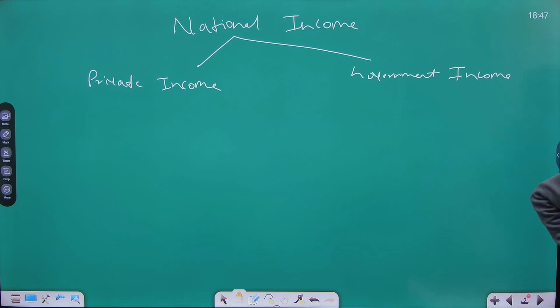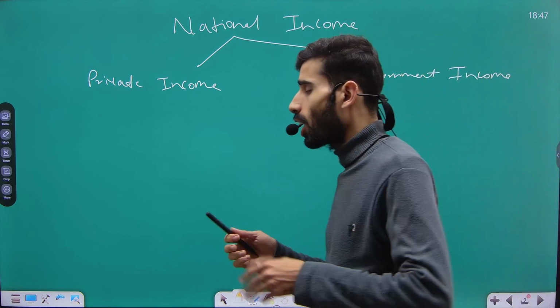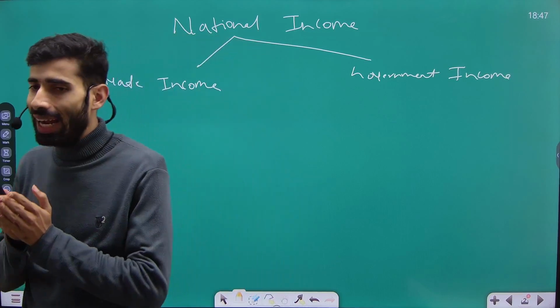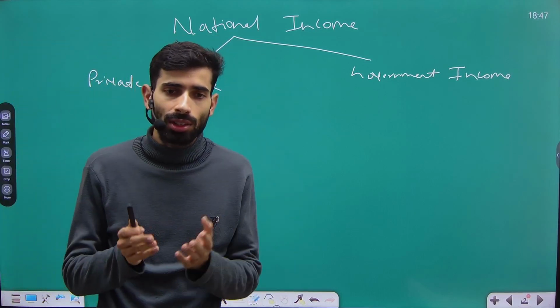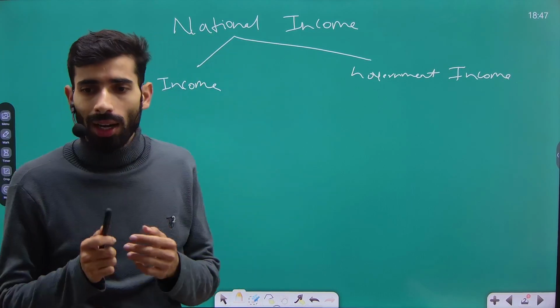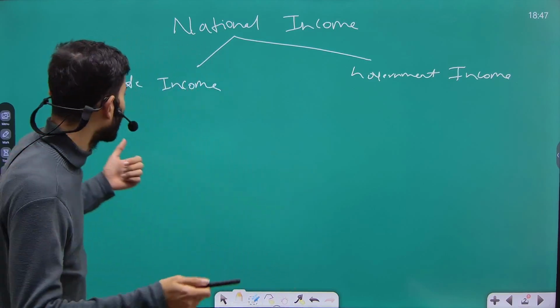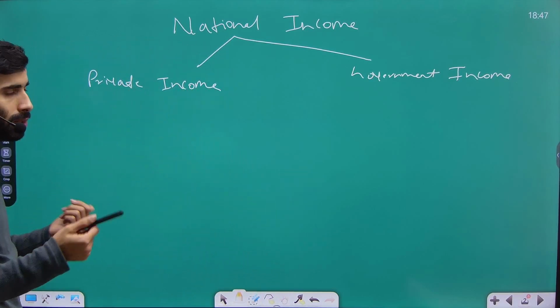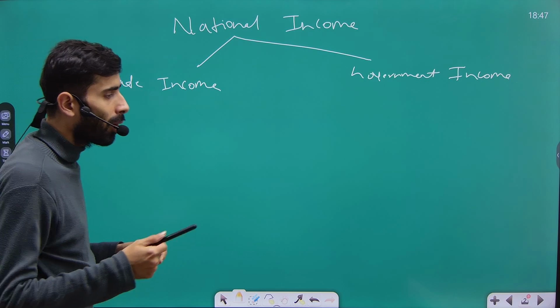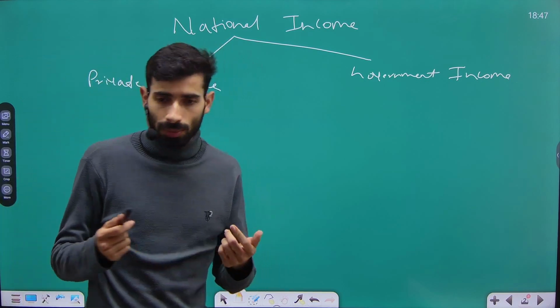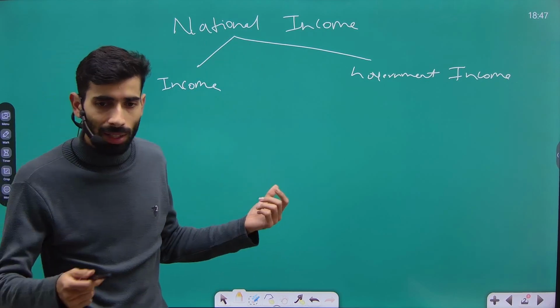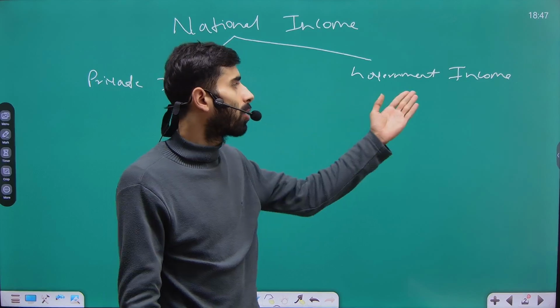Private disposable income is the amount of income one has available to spend after reducing taxes and other deductions. Basically, it is whatever amount of money you have at your disposal to either spend or save after reducing taxes or other deductions. That is known as private income or private disposable income. Similarly, whatever amount of income is not available to the private sector at their disposal is known as government income.